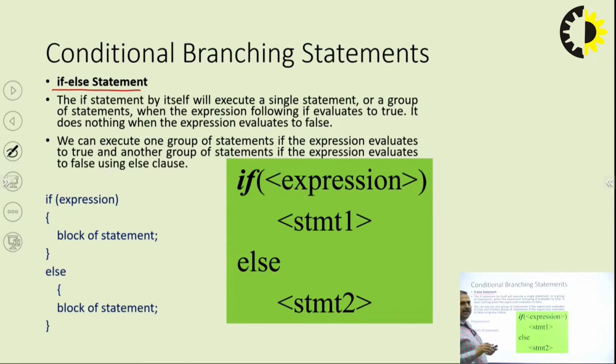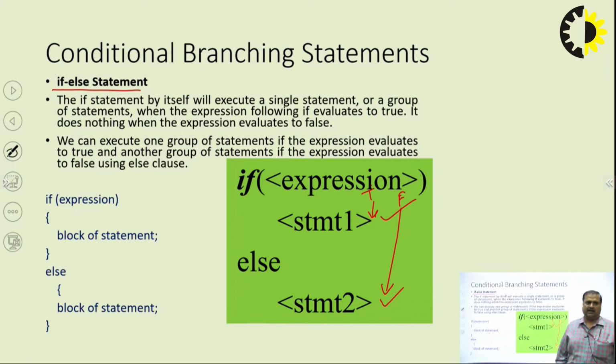So in this else part, if the statement under evaluation or this expression becomes false, if it is true, then statement 1 will be executed. If the expression is false, then statement 2 will be executed. If true, then it will come here. If false, then it will come here. So, this is how if else works.